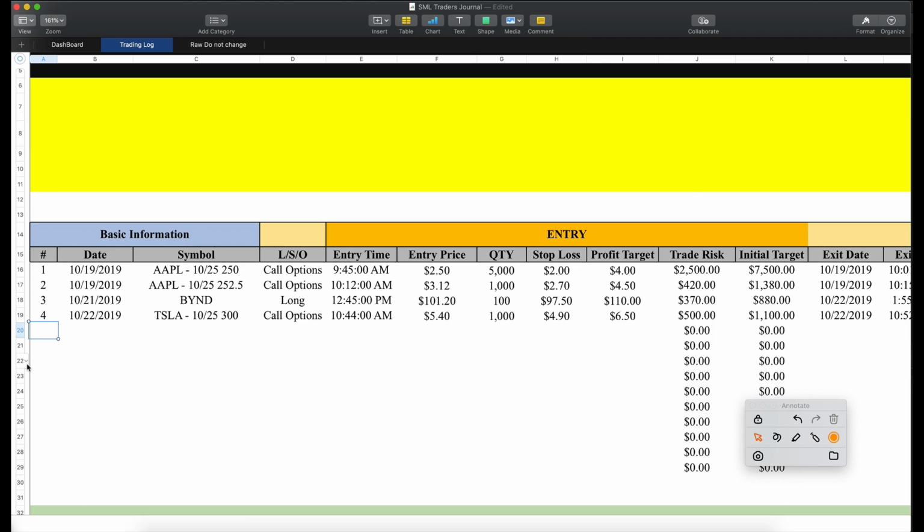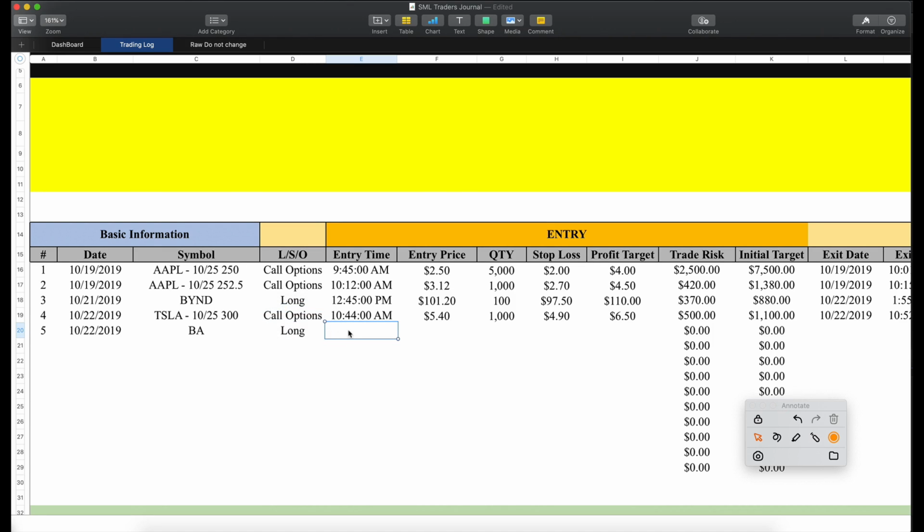All right, so let's plug in another trade. Let's say I'm going to put number 5. What's the date? Let's say same date, I traded another stock. Let's say we are trading stock BA. Okay, I put in the ticker symbol. Am I going long? Am I going short? Like, what am I doing with this exact trade? I'm going long. What time do I enter?